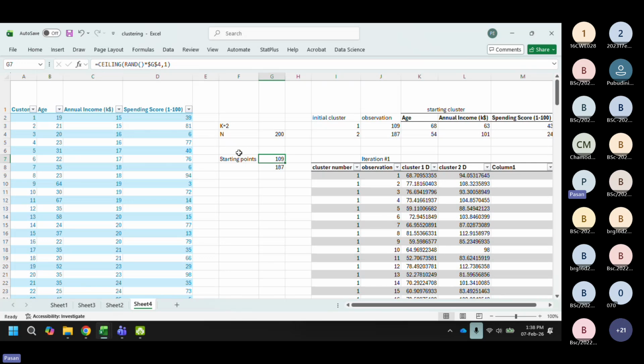So if I'm getting something like, say, 108.4, 108.5, something like that, then it goes to 109, right? So like that, I can round it up into the two numbers there, right? And then I'm just taking those starting points. So these are now the two random numbers I have. So that means I'm going to look at the 109th observation and the 187th observation, right?